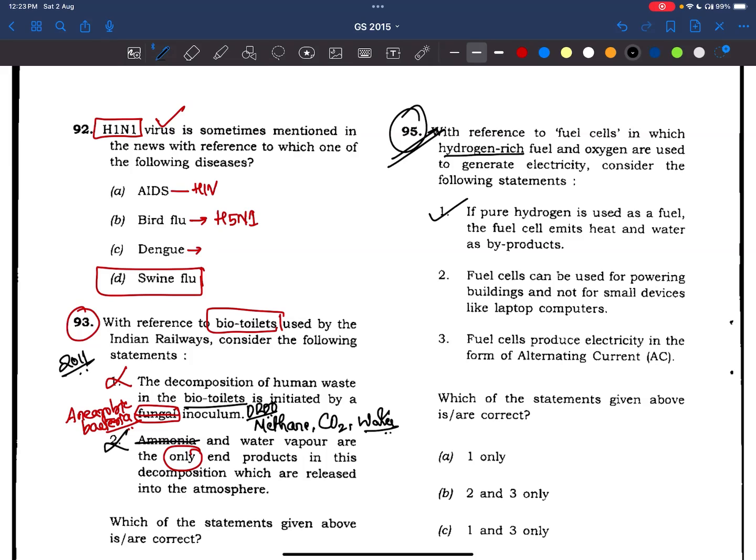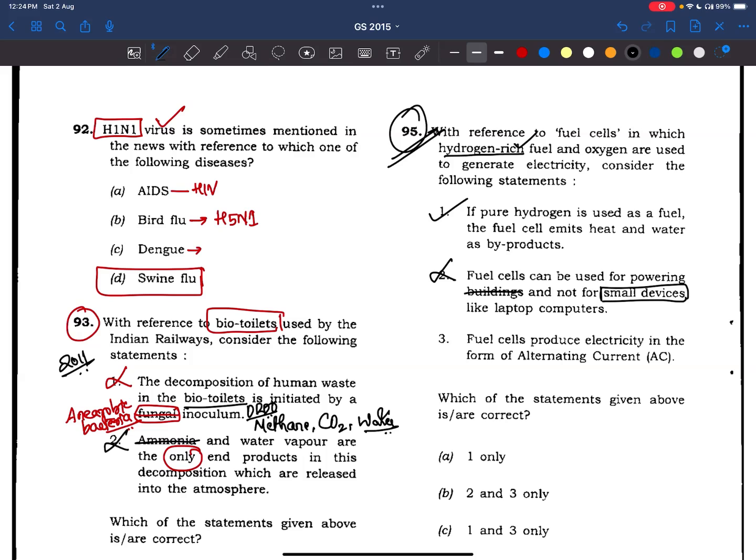This was the exact statement in the recent prelims. Now, fuel cells can be used for powering buildings and not for small devices like laptops. See, it is not used for buildings, it is used for small devices only. The power generation capacity is very less. Right? So that is the limitation of these hydrogen fuel cells. See, they are clean, but their capacity is less.